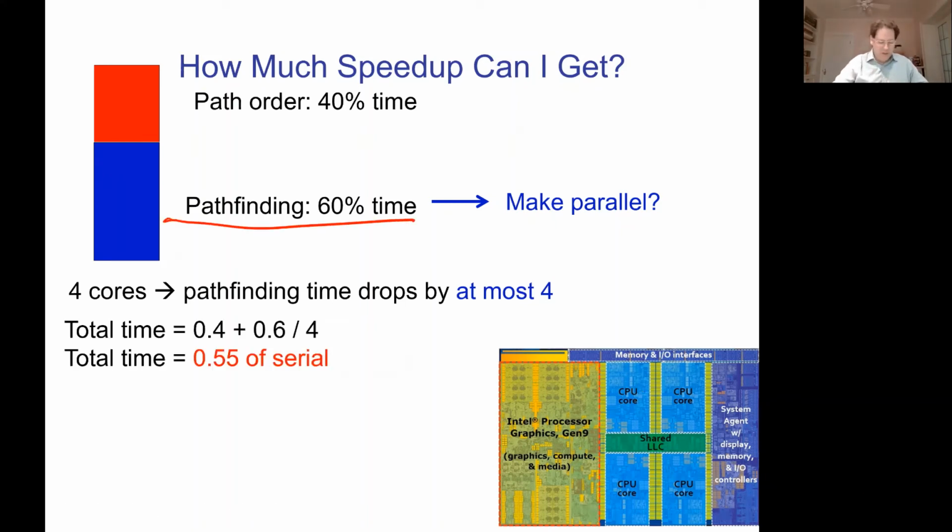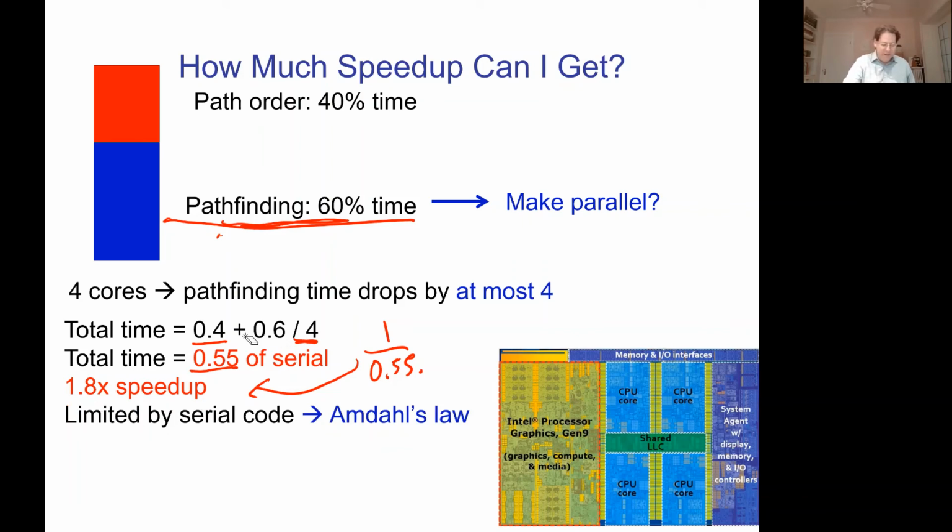So our total time is 0.4, which is our path ordering, plus 0.6, which is our pathfinding, and we divide that 0.6 by 4. We add that up, and the total time is 0.55 of the serial time. So our speed up is the serial time, which is 1, divided by the new parallel time, 0.55, and we get a 1.8x speed up. That's a little less than 2x, which isn't bad, but at first might seem disappointing. You might say, I used 4 cores, I attacked more than half the CPU time of my program, and I got less than a 2x speed up.